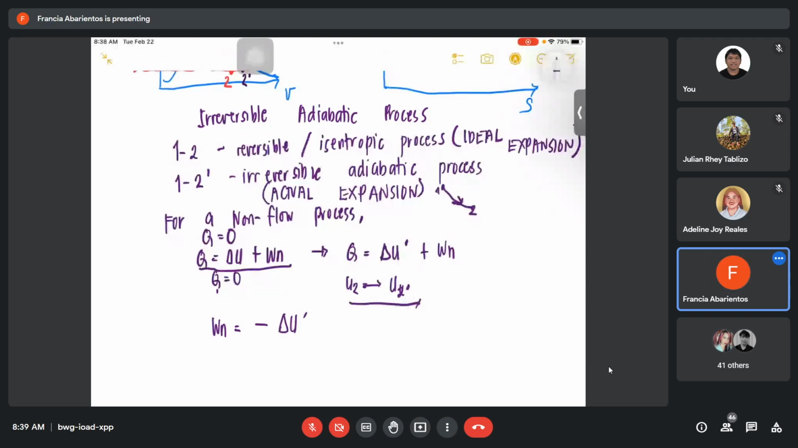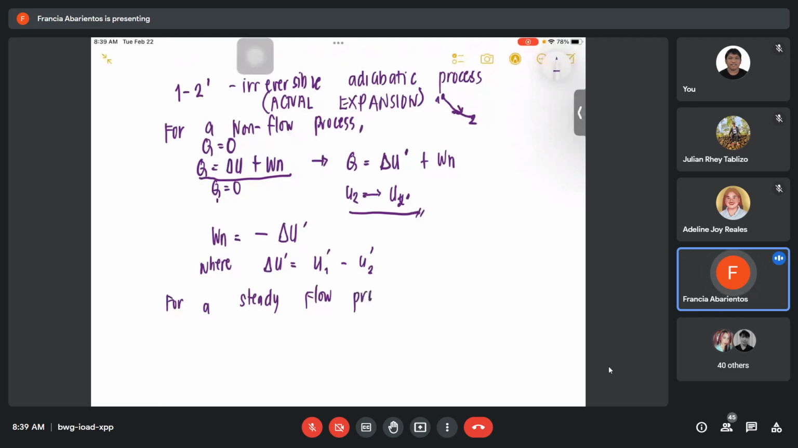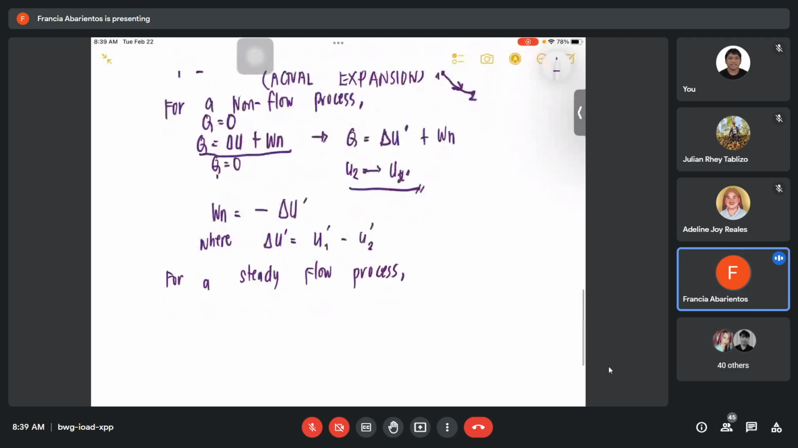The change in U prime would be from U1 prime. You can have this or U2 prime, okay? At that state point. And we have also for a steady flow process here in an irreversible one.